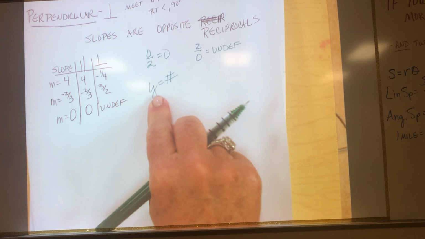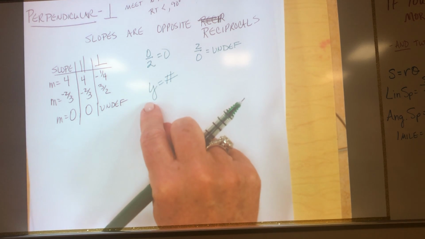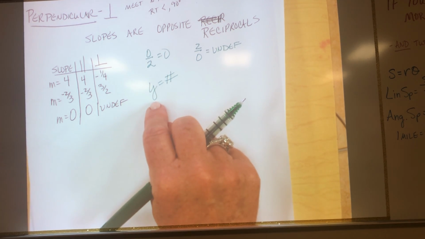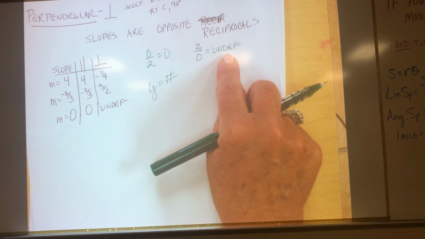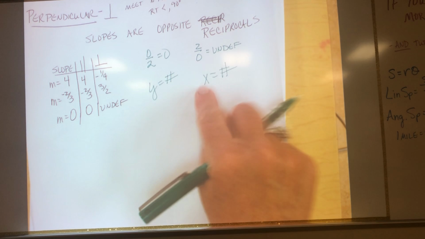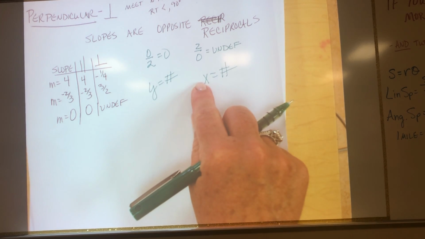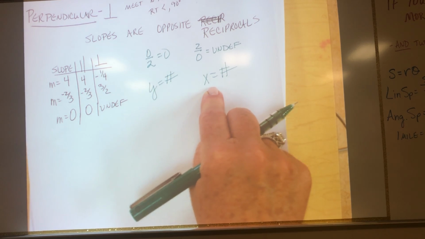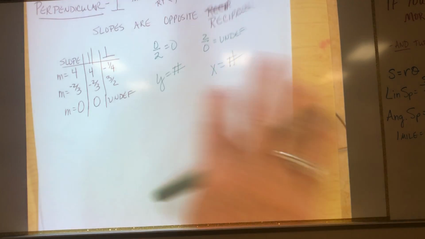So y equals some number is a horizontal line. Look at that y. What is it? An upside down H. There are no v's in it. This is a vertical line. How do you write the equation of a vertical line? X equals a number. Look at that x. It's four v's all stuck together, screaming, I'm a vertical line. Come on, you're going to have to know that. That's what we're doing today.